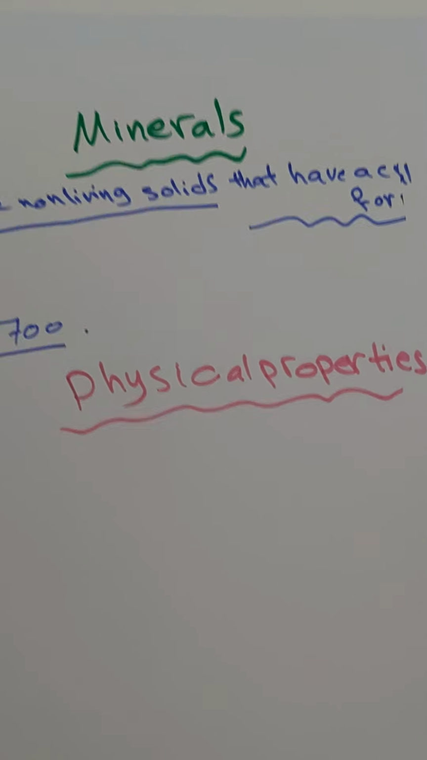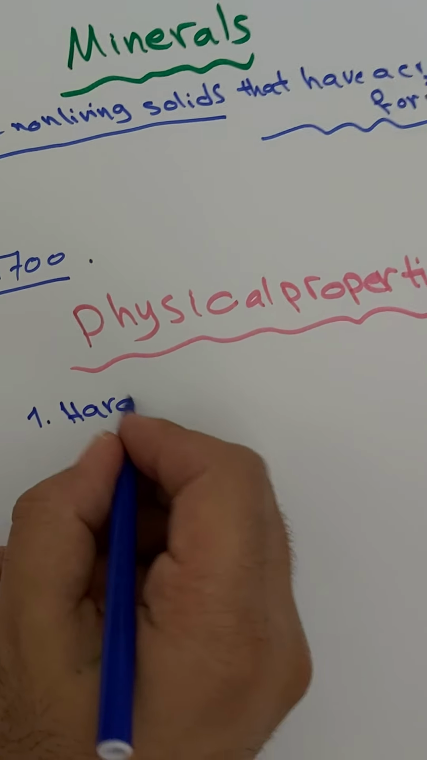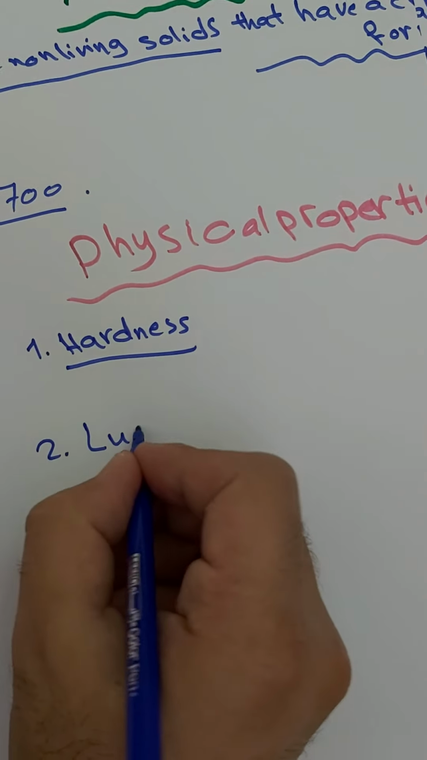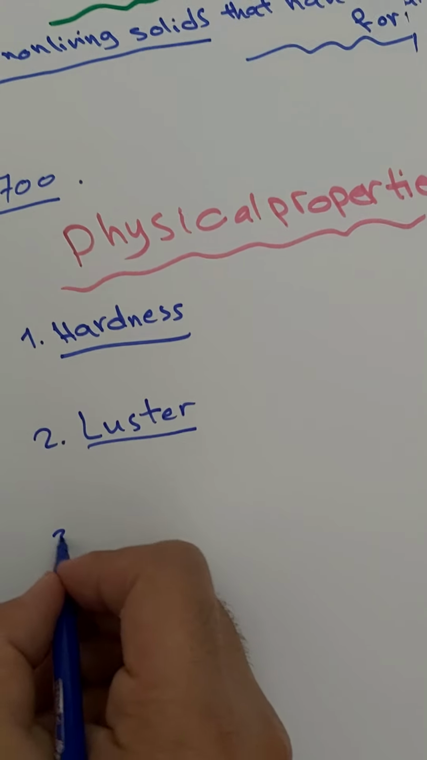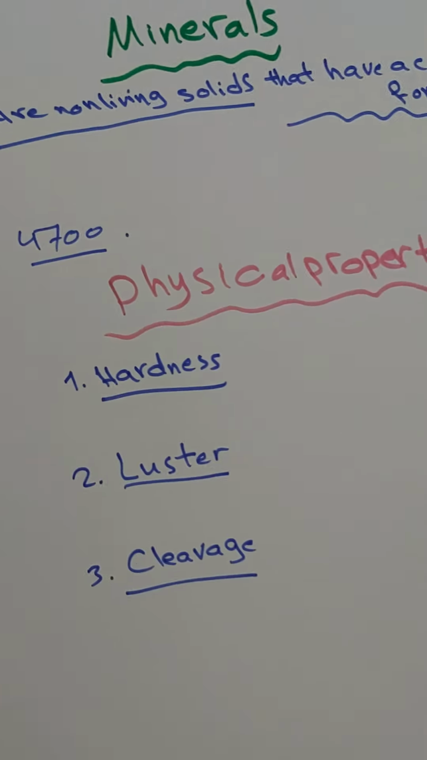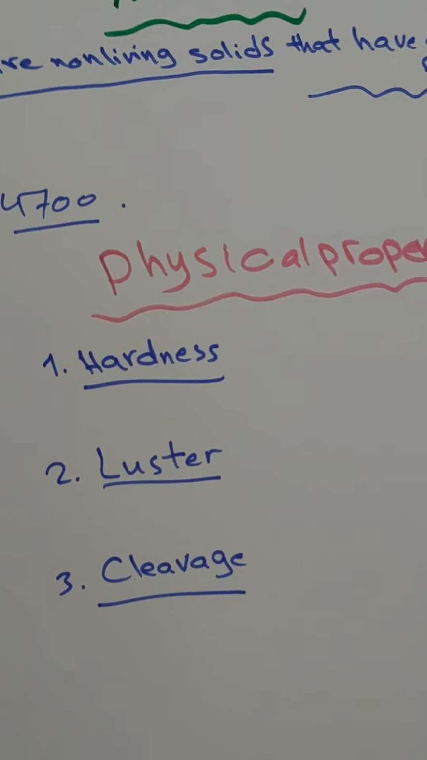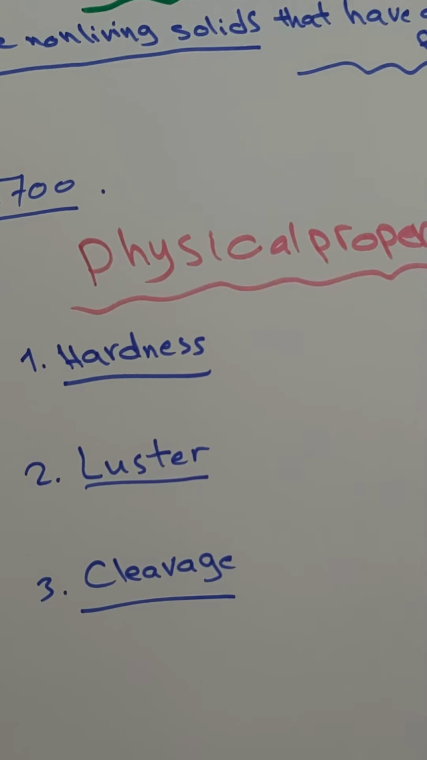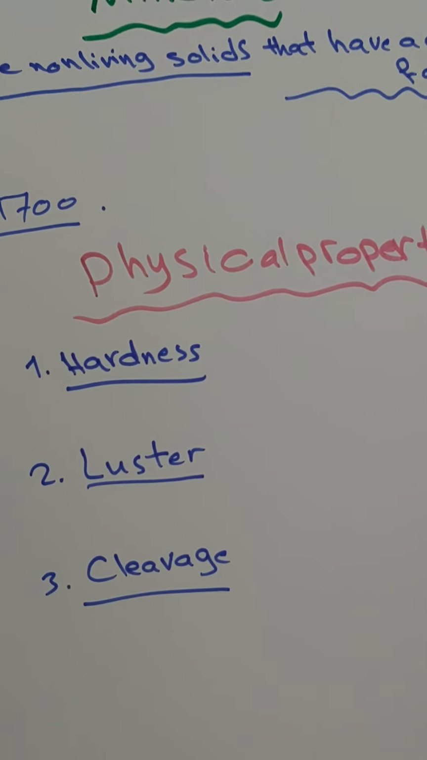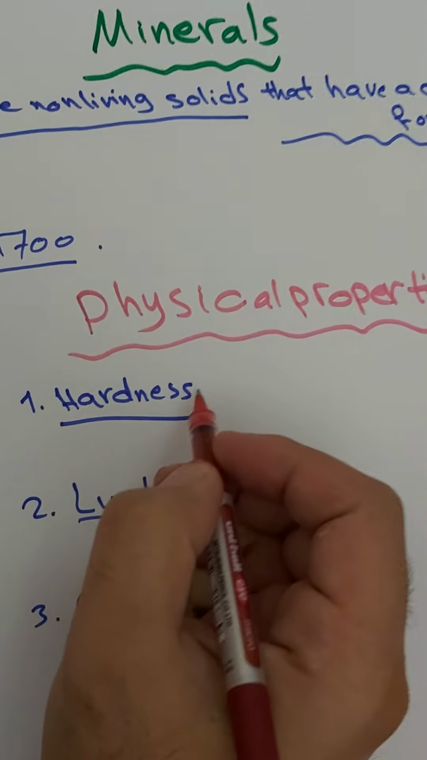Okay? The first physical property in our lesson is hardness. Number 2, luster. Number 3, cleavage. So hardness, luster, and cleavage. Let's begin step by step. What is hardness? Some minerals are harder than others. Okay. How can we know or classify these minerals according to their hardness?